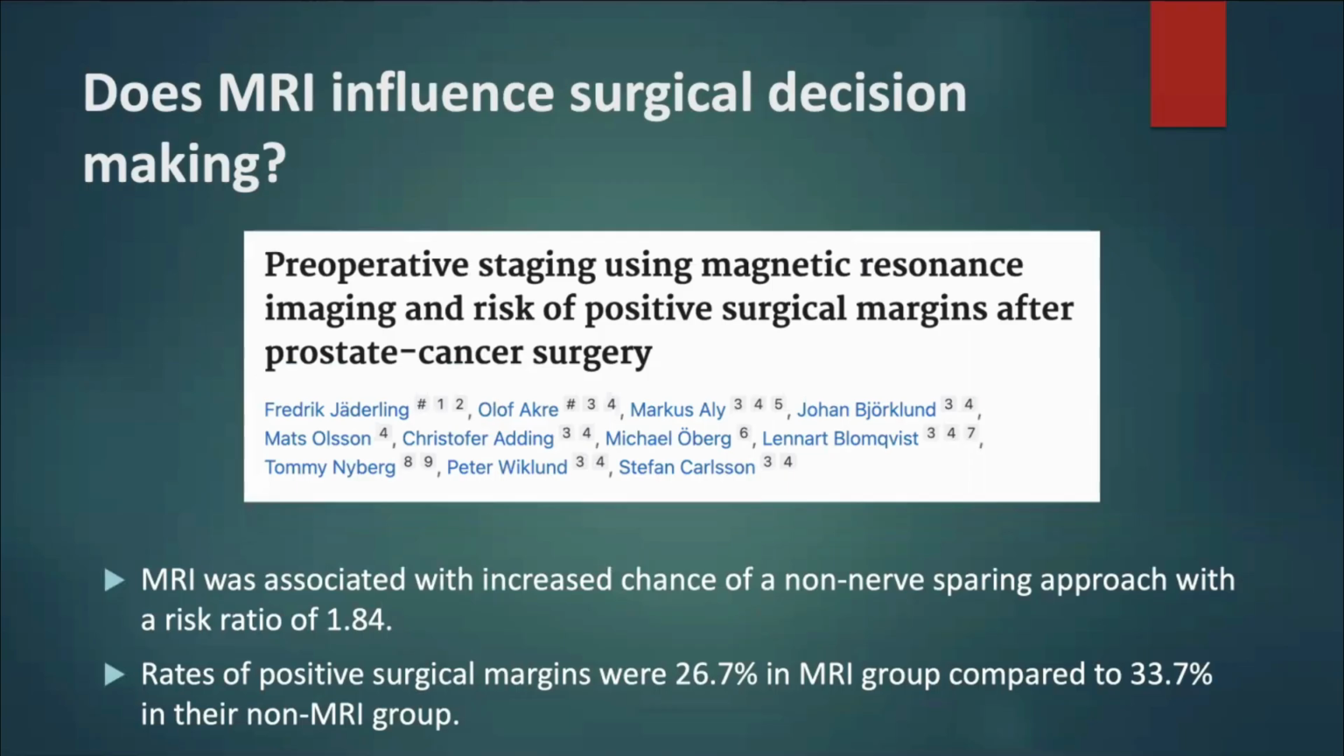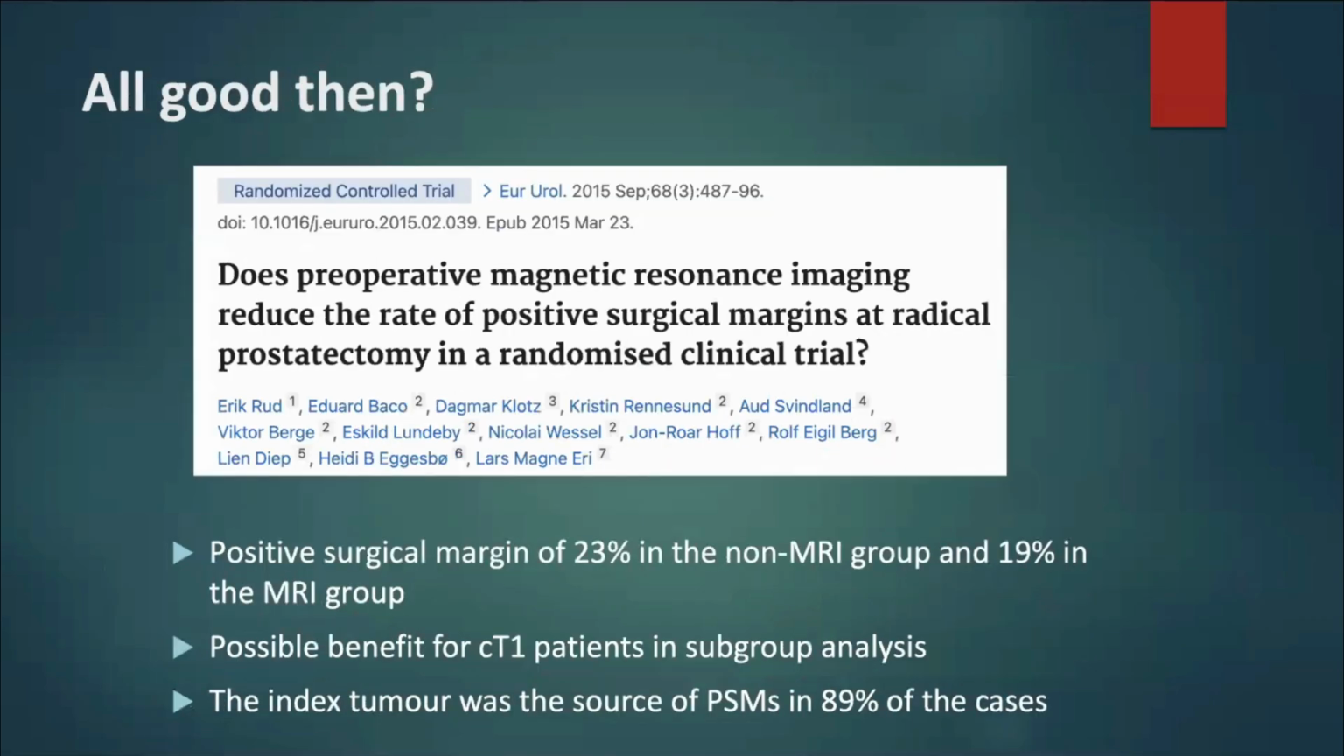Those that had an MRI had a much increased chance of a nerve-sparing approach with a risk ratio of 1.84. And also this group found significantly improved positive surgical margins with their MRI group. So that's, case closed, all good then. MRI influences surgical treatment planning for the better.